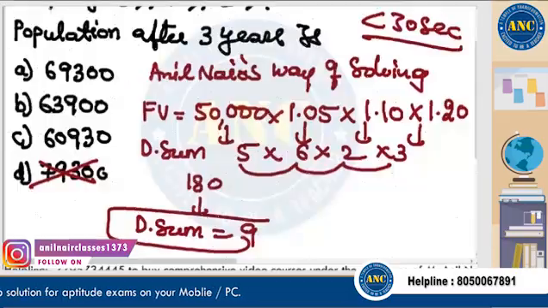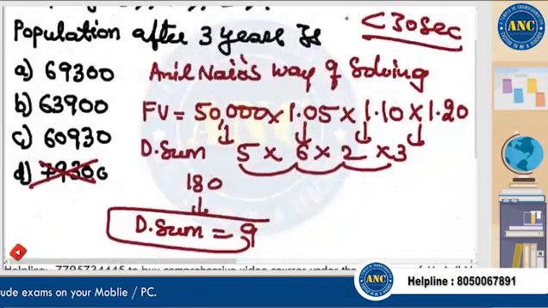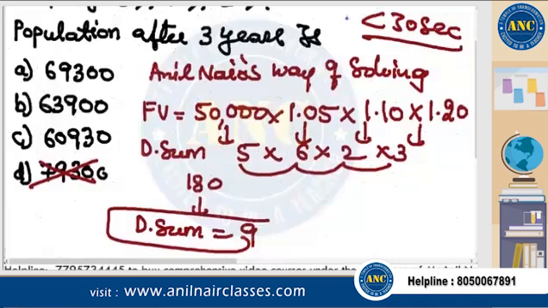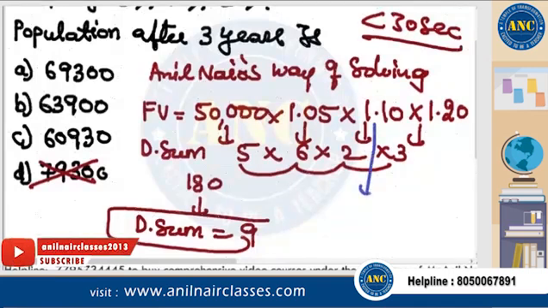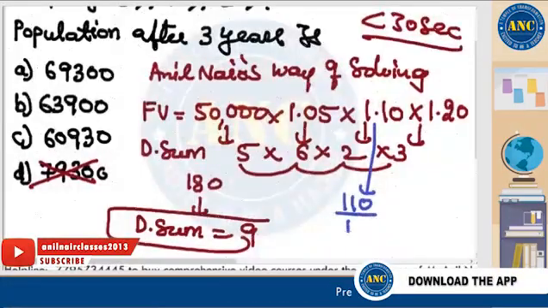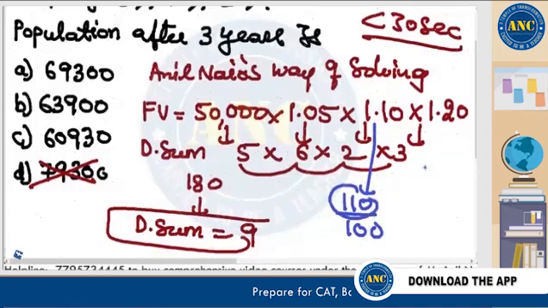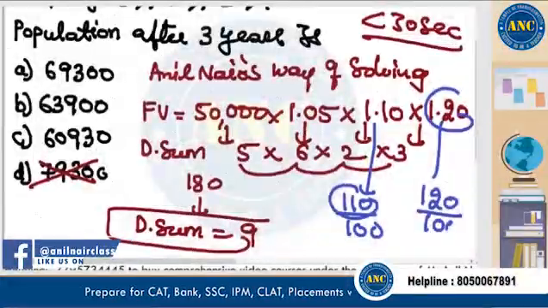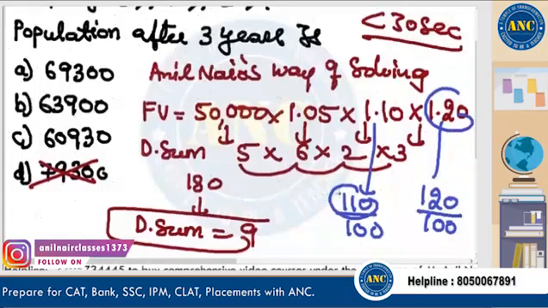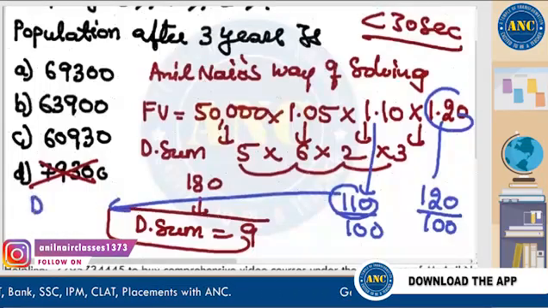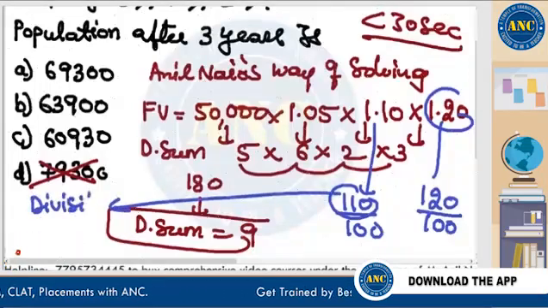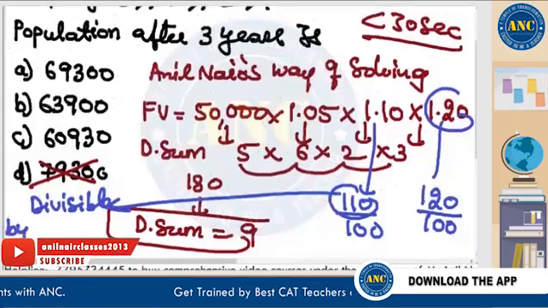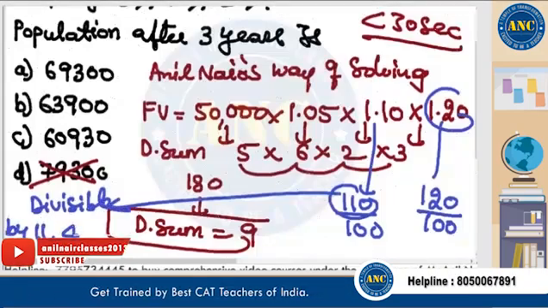Next one. See here. I hope it is clear, right, sir? 1.10 is nothing but 110 by 100. That means 1.20 is nothing but 120 by 100. 110 is divisible by 11. 120 is divisible by 4.